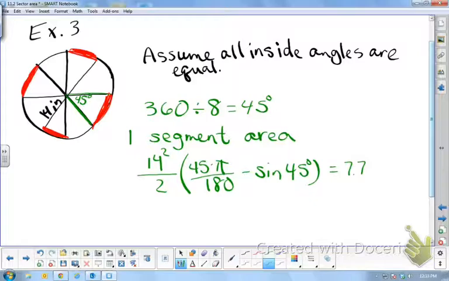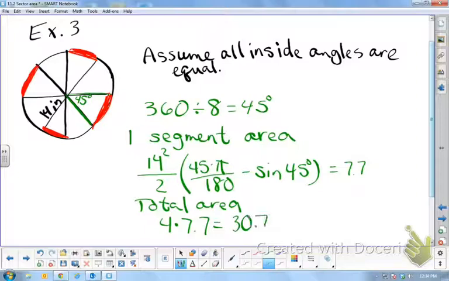We want all 4 segment areas. Well, if they're all the same, this was cut into equal pieces, so they'd all have the same angle and the same radius. And we have 4 of the same thing. We can just multiply 4 times 7.7 to get the total area. We do 4 times our 7.7. We get 30.7. And I forgot to put the units on the other ones, but we'd say inches squared.